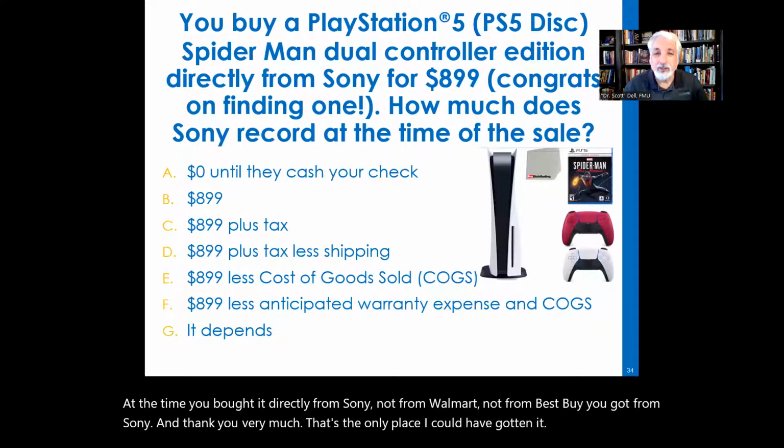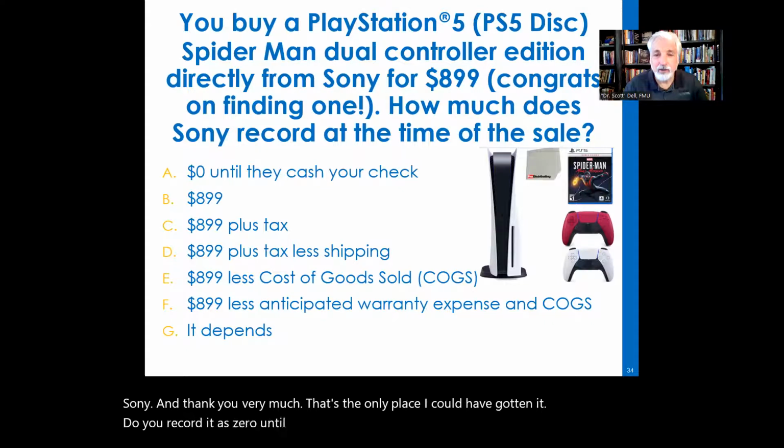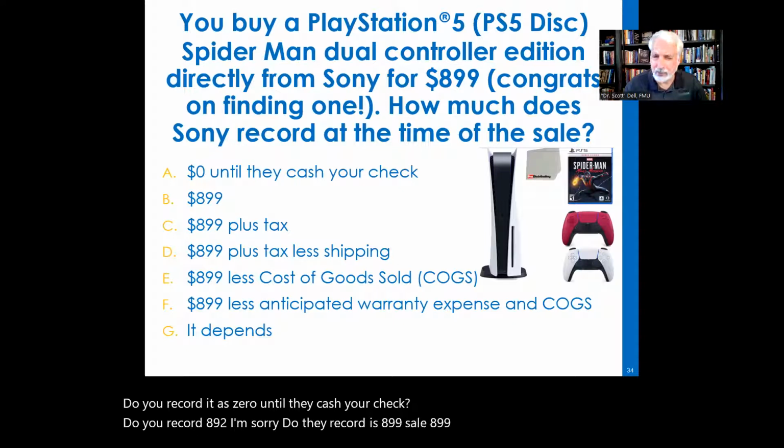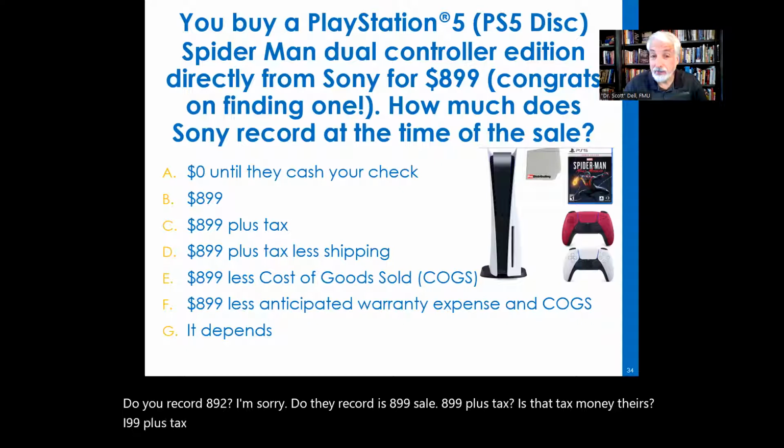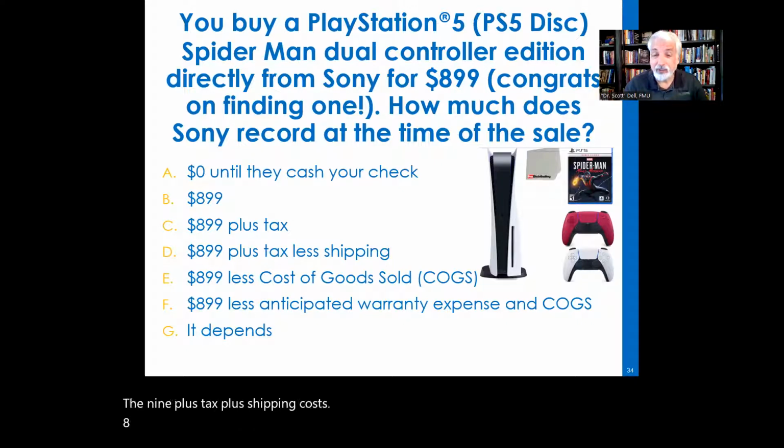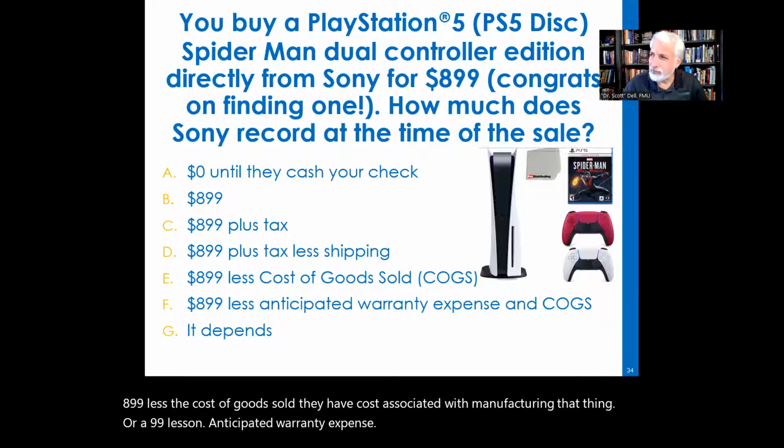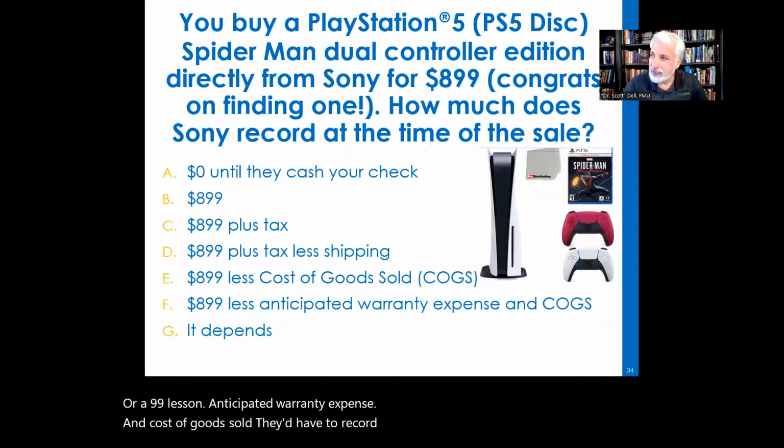Do you record it as $0 until they cash your check? Do they record an $899 sale? $899 plus tax. Is that tax money theirs? $899 plus tax less shipping costs. $899 less the cost of goods sold. Oh yeah, they have costs associated with manufacturing that thing. Or $899 less the anticipated warranty expense and cost of goods sold. They'd have to record a warranty expense at the time of the sale.